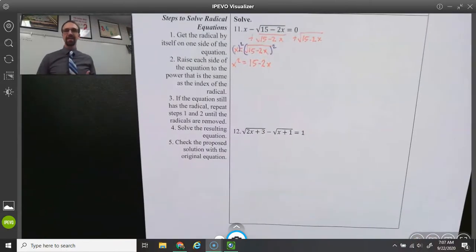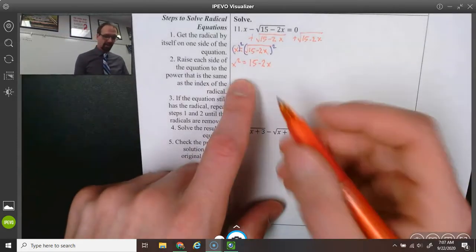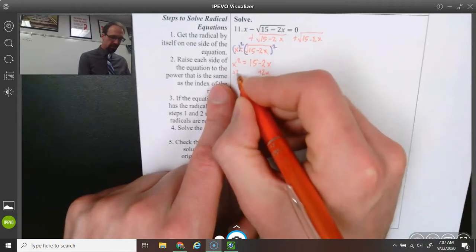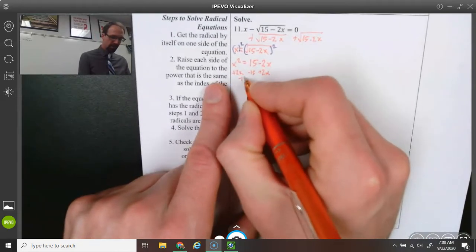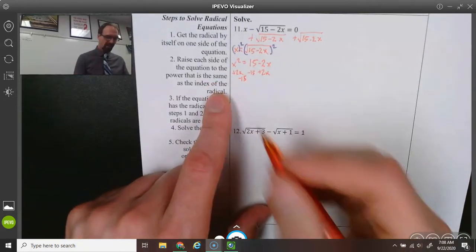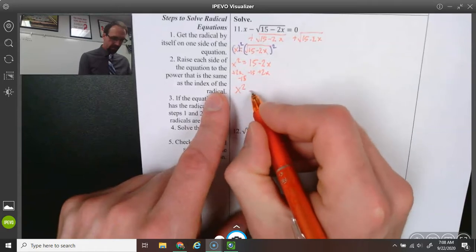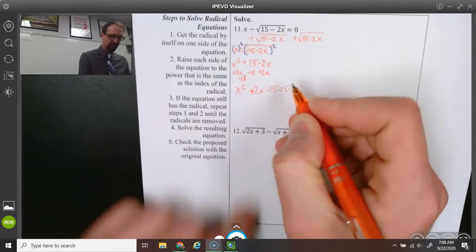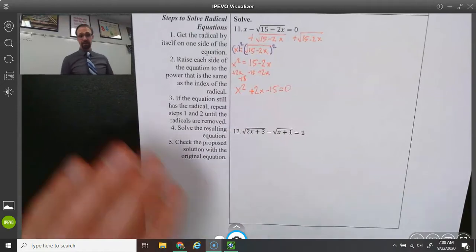Now we need to get everything to one side. Note step 3: if the equation still has a radical, then we repeat steps 1 and 2 until all the radicals are removed. We no longer have a radical with this one, so we can just get everything to one side and then solve. I'm going to add 2x on both sides and subtract 15 on both sides, essentially moving everything over to the left-hand side. So I have x squared plus 2x minus 15 equaling 0. Now we just need to factor this and then solve.